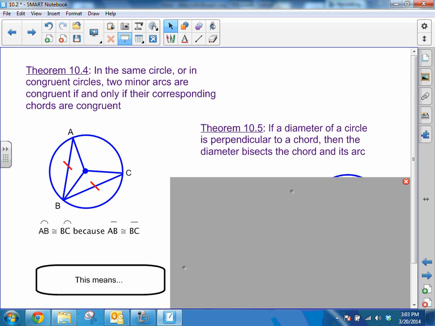If the diameter of a circle is perpendicular to a chord, then the diameter bisects. Now, what does bisect mean again? Cuts it in half. Very good. It bisects the chord and its arc. So it's actually bisecting two things.